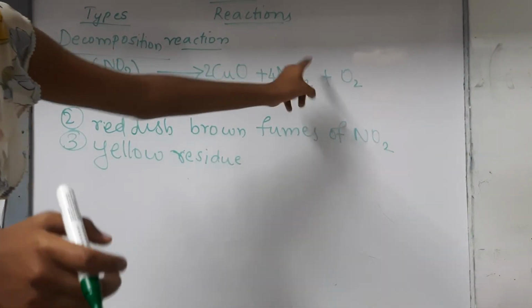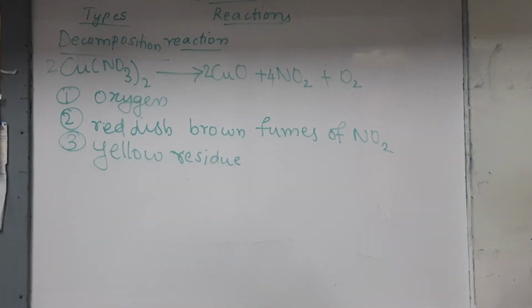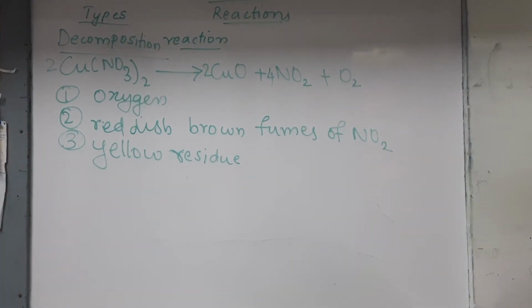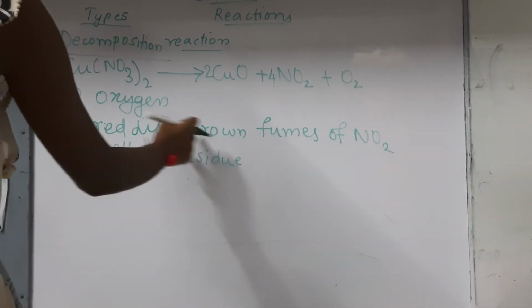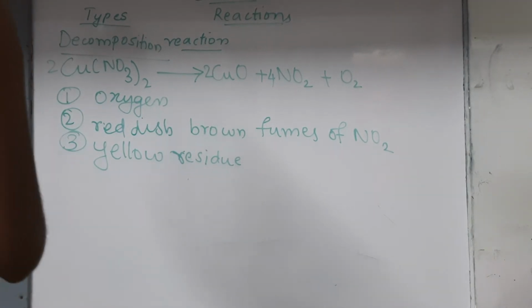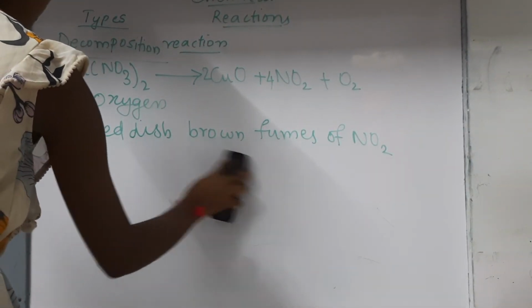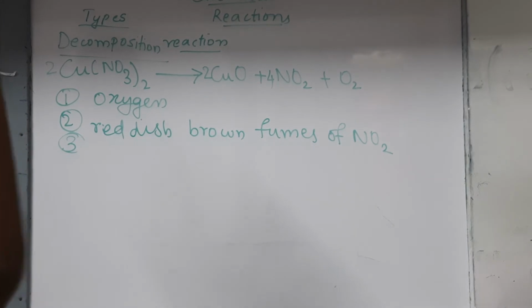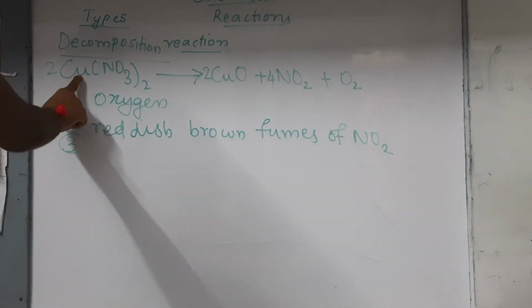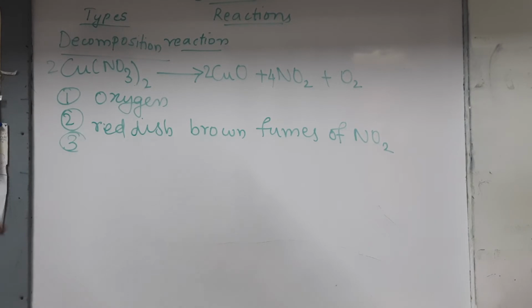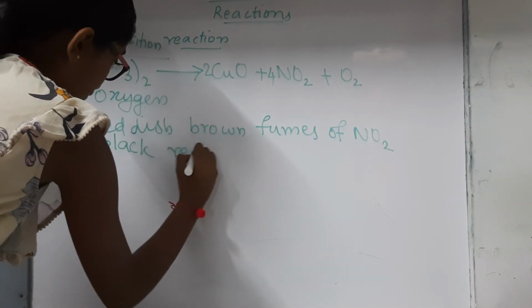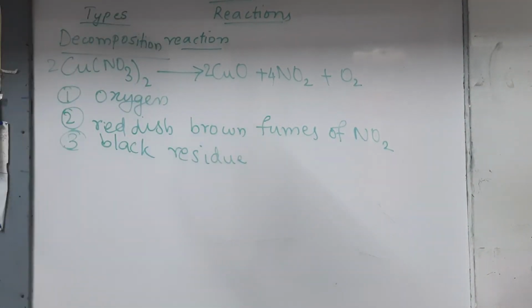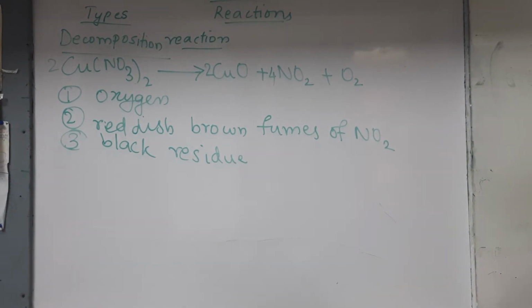The first observation is the oxygen. You have to do the oxygen test: when the odorless, colorless gas is introduced to a glowing splinter, it glows brightly or it rekindles. Then the second observation, reddish brown fumes of NO2. And the third observation is different. For this one, you have to write bluish green. Cu(NO3)2, which is bluish green in color, changes into a black residue, or leaves behind a black residue. So this is the observation.